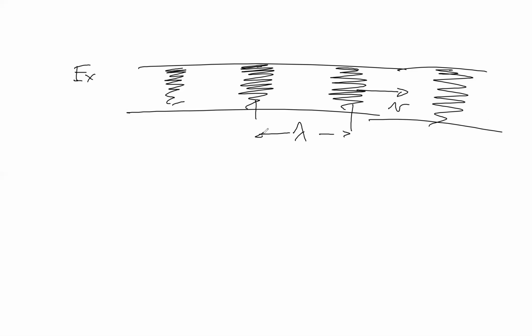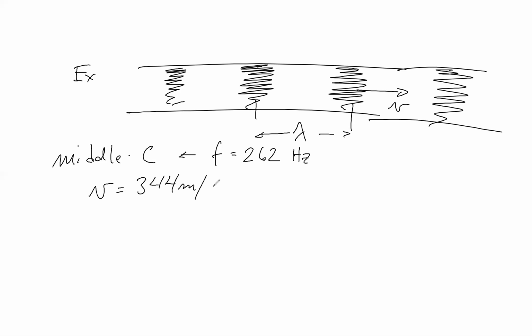So let's say we've taken a tone, middle C from a piano. Well, this note is characterized by having a frequency of, let me look this up, 262 hertz. And I also know that the speed of propagation of sound in air, or the speed of sound, is going to be, in this example, 344 meters per second. So I can ask the question, what is the wavelength for middle C?